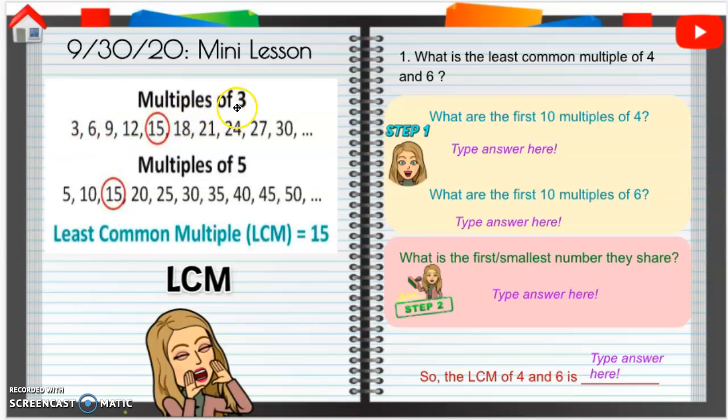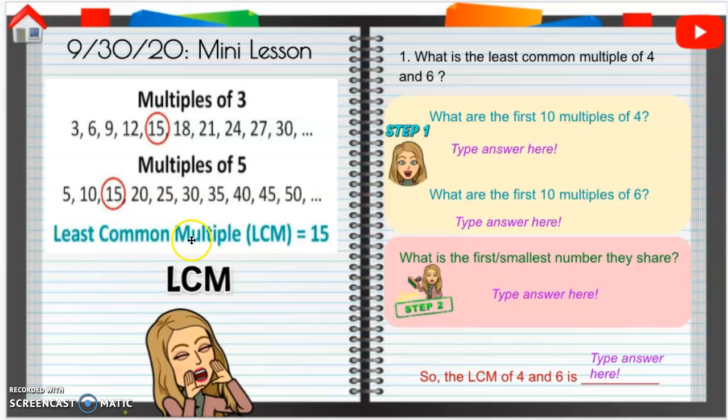So 3 is a multiple of 3 because 3 can go into 3. 6 is a multiple of 3 because 3 can go into 6. 3 can go into 9. 3 can go into 12. And so on. Same thing with multiples of 5: 5, 10, 15, 20, 25, 30, and so on.